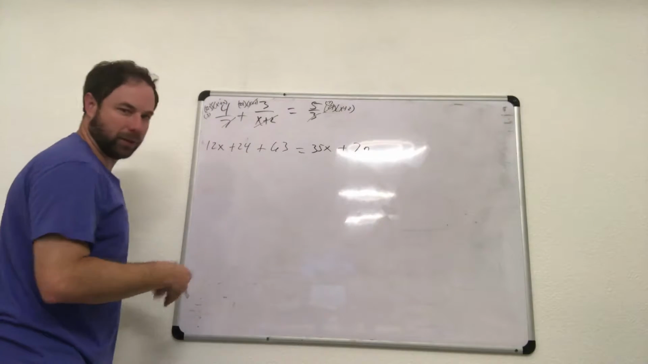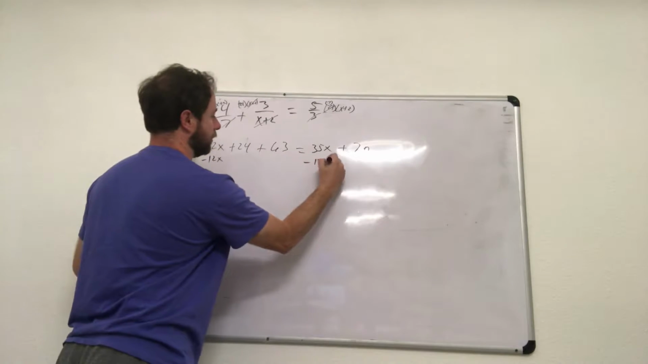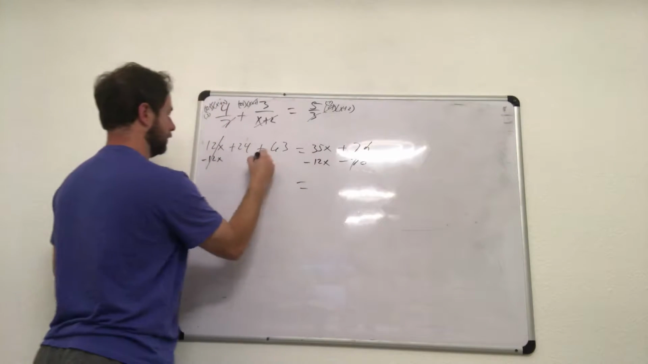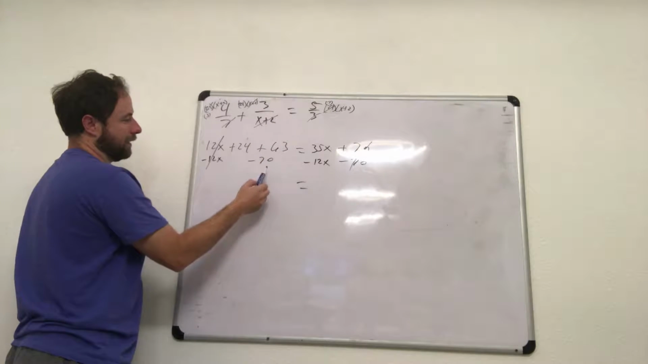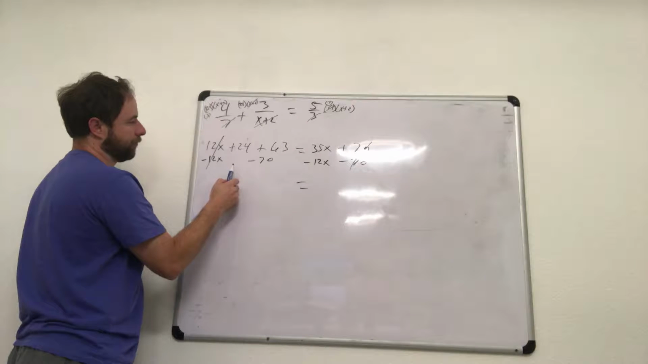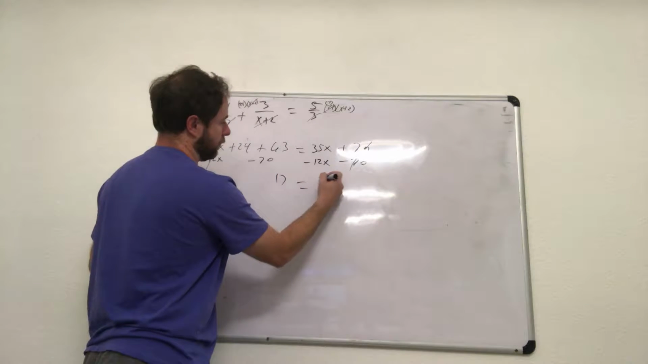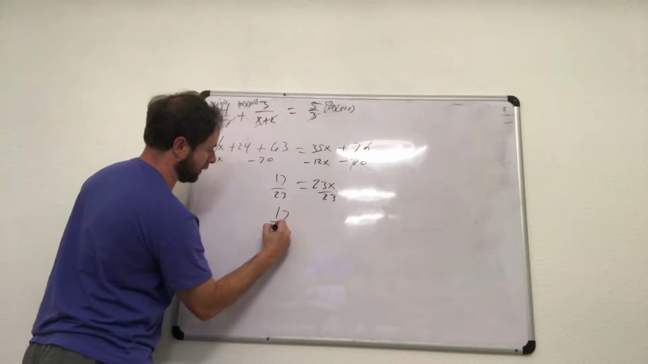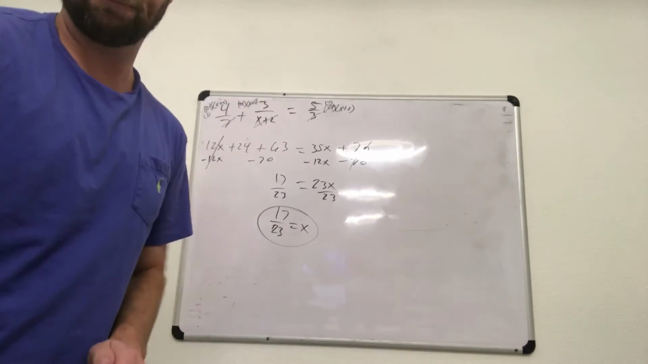Now we're going to isolate the variable and simplify to solve. We're going to subtract 12x from both sides. And then we're going to subtract 70 from both sides. When we subtract 70 from both sides, we're going to get negative 7 and 24. Negative 7 and 24 is 17. So we have 17 left over. And then right here, we have 23x left over. Divide by 23. Divide by 23. 17 over 23 equals x. Not too difficult of a problem.